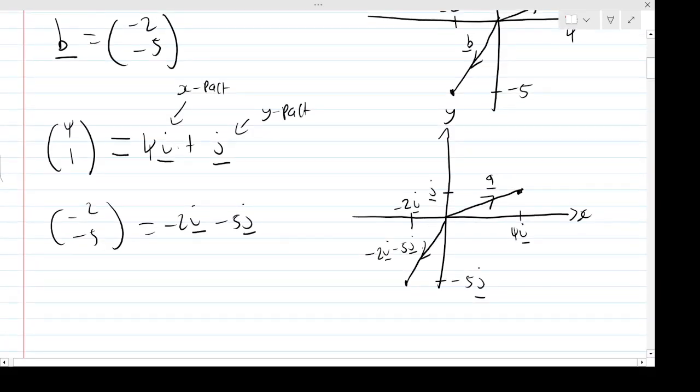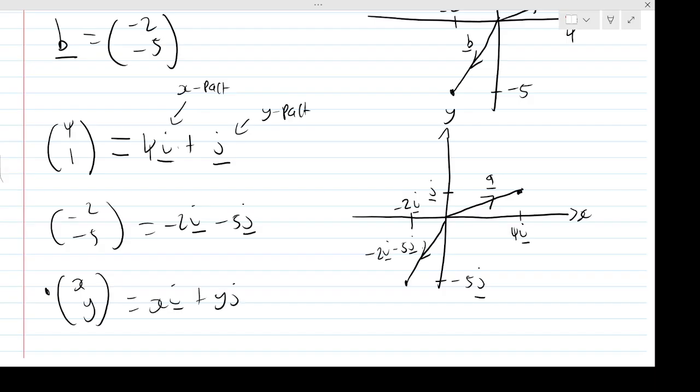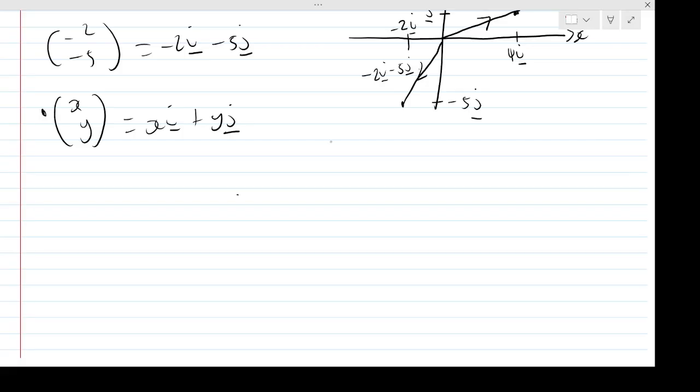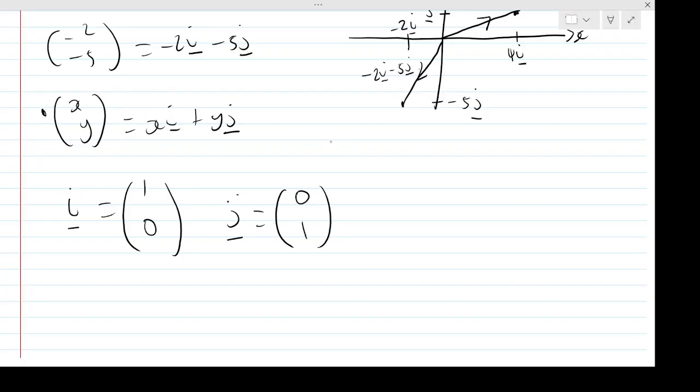And more generally, you can express a column vector (x, y) in the form xi add yj, okay? And that's all that means. So what we mean by i and j more specifically, because i represents the x part, 1i would just be (1, 0), so 1 along the x-axis, right? And the j as a vector is (0, 1), like 1 unit on the y-axis, because that's 1j. So i and j basically are the vectors for x and y, essentially.